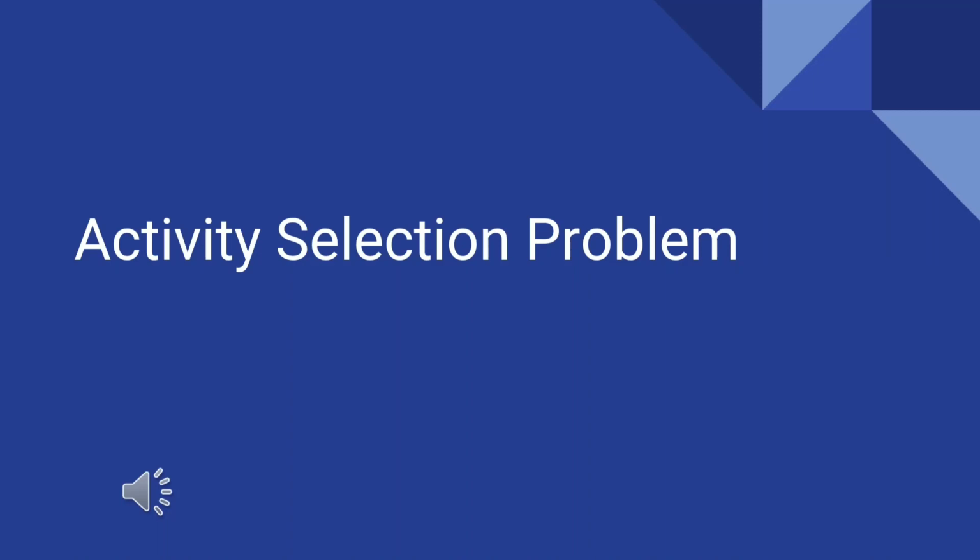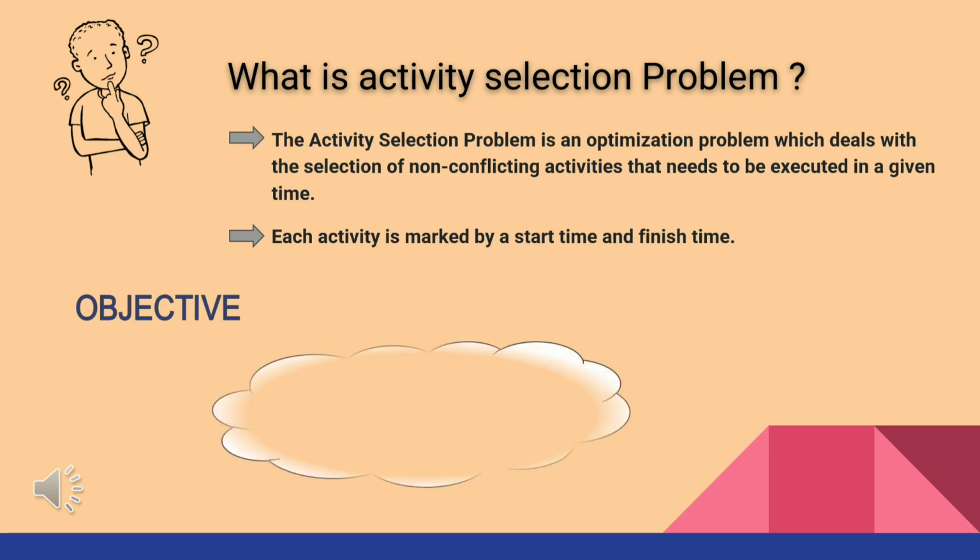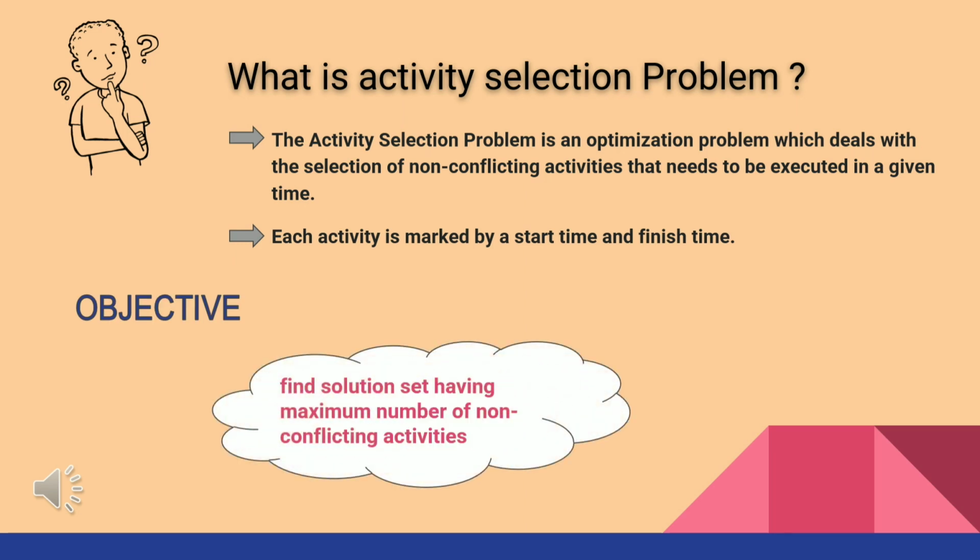In this video, we are going to learn about the activity selection problem. The activity selection problem can be solved using a greedy approach, and it is one of the applications of the greedy algorithm, which has already been explained in the previous lecture. Now, let us see in detail about the activity selection problem.